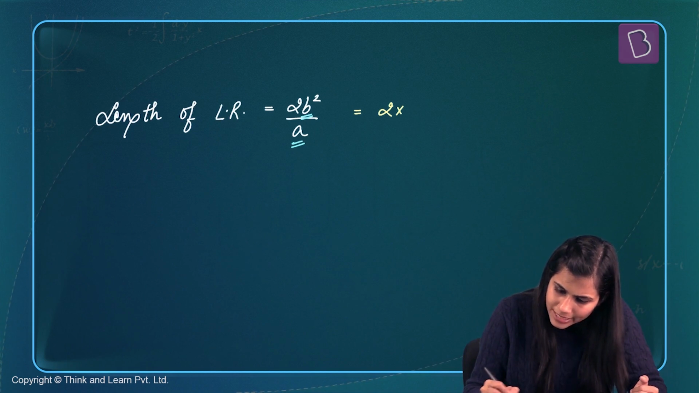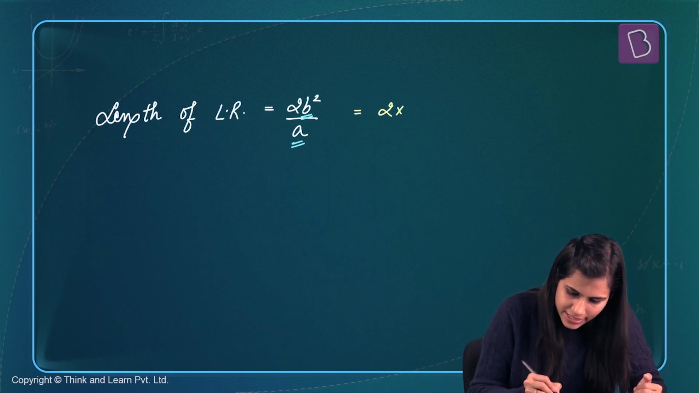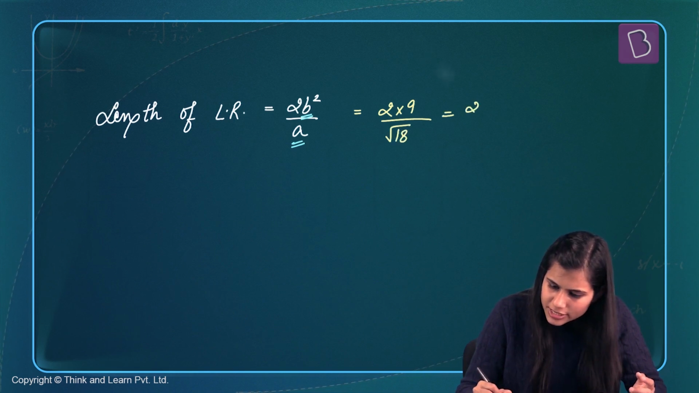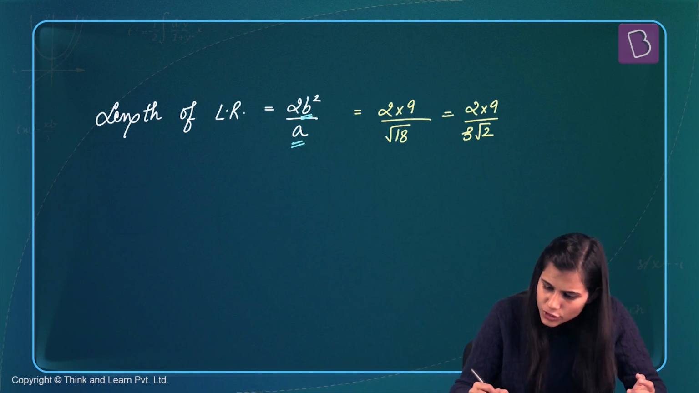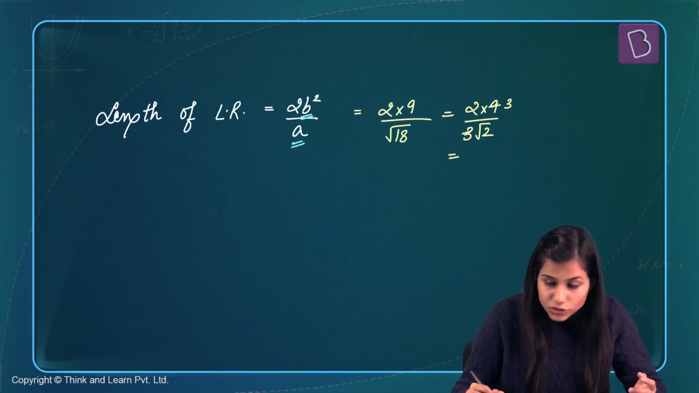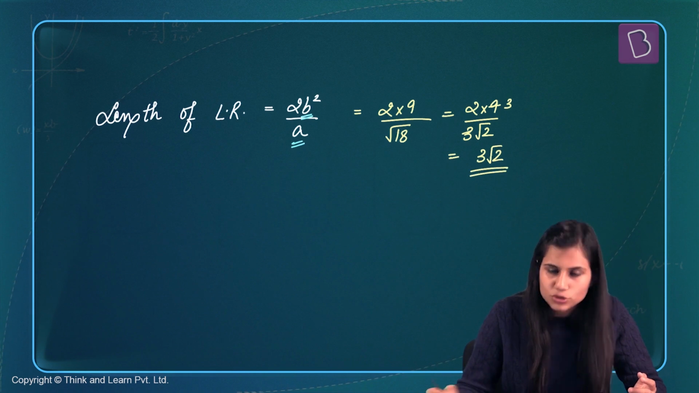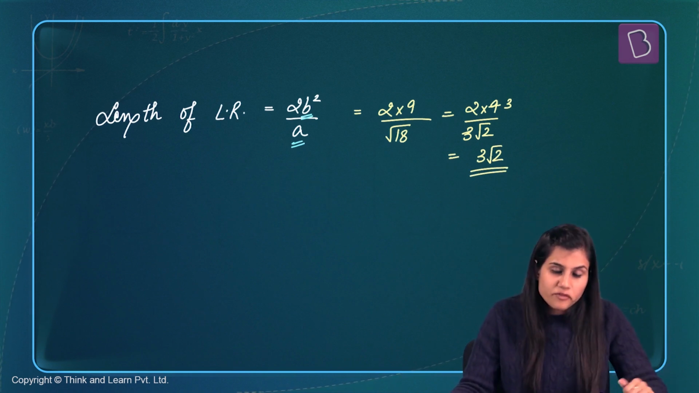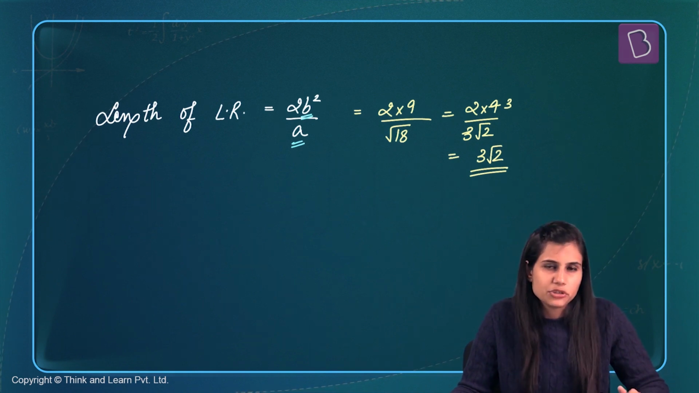So this is 2 into 9, because your b square is 9, divided by a, that is root 18. So this gives you 2 into 9 by 3 root 2, right? So 3 into 3 gives you 18. What you get is again 3 root 2. So 3 root 2 is your answer, which is the value of the length of the latus rectum for this particular ellipse.